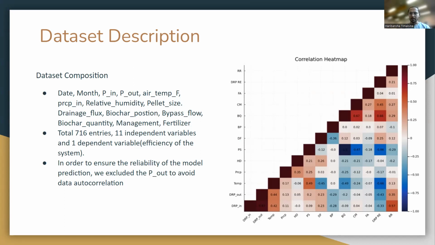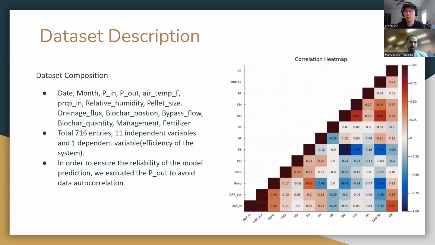We have influent concentration, effluent concentration, air temperature, humidity, size, drainage flux, and etc. So we have altogether 11 independent variables and one dependent variable, that is the efficiency of system, which we want to predict. And we have a total of 716 entries before data processing.